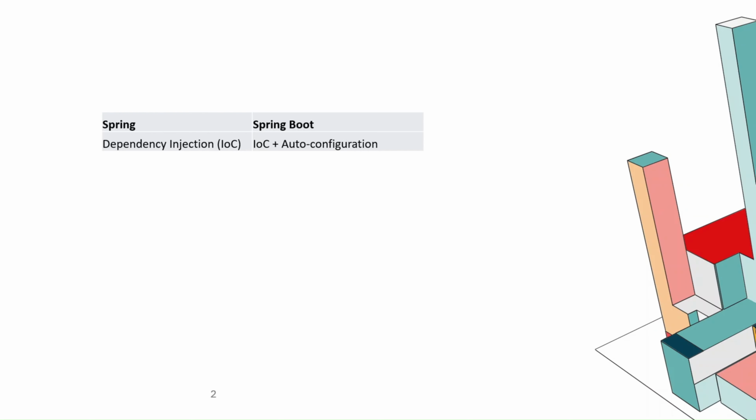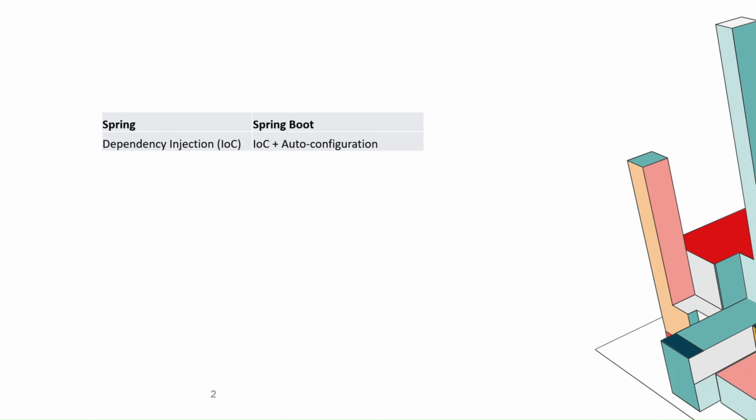Spring has this basic feature called inversion of control, which means the classes that you create, Spring is going to handle those classes. It's going to create objects for those classes and manage those objects and destroy those objects. So that is a configuration available from Spring. And in Spring Boot, that IOC is available, plus on top of that, auto configuration is available.